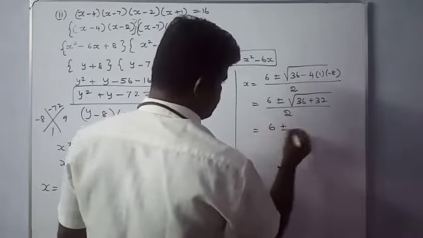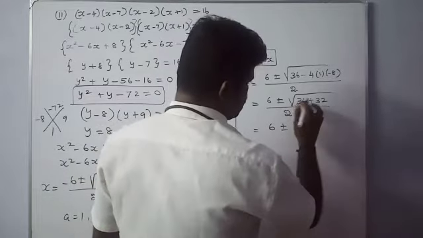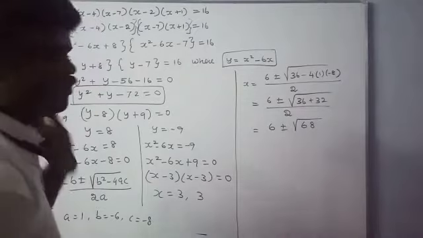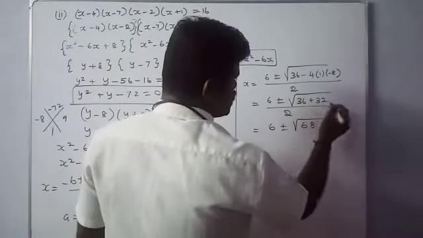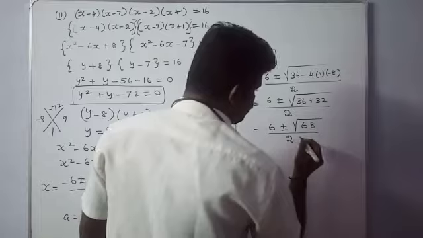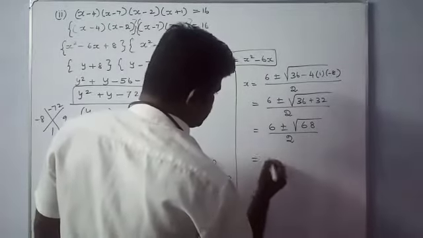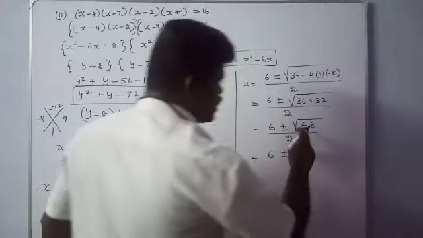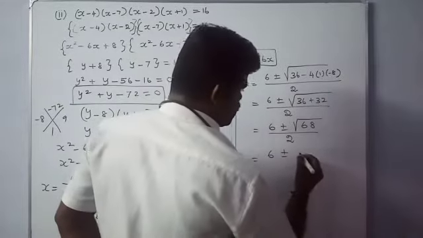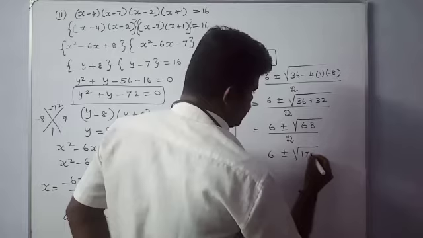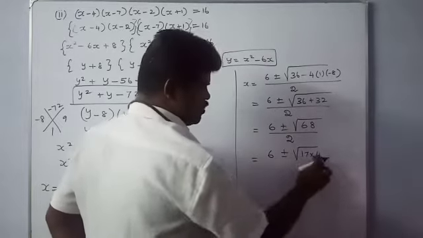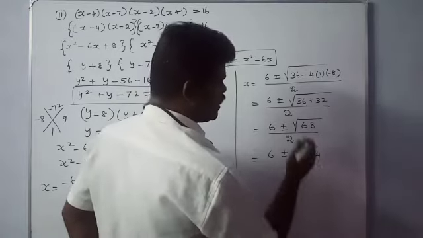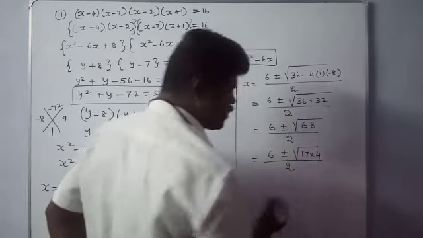And 6 plus or minus root of, this is what? 68. 68 divided by 2. Here 6 plus or minus, and we want to separate this: 17 into 4, 4 17s are 68. 68 divided by 2.